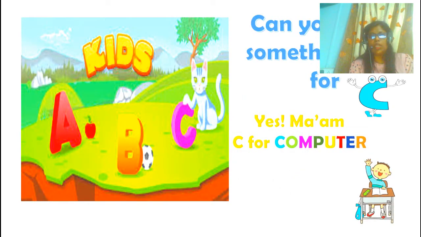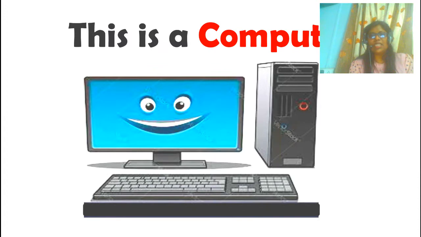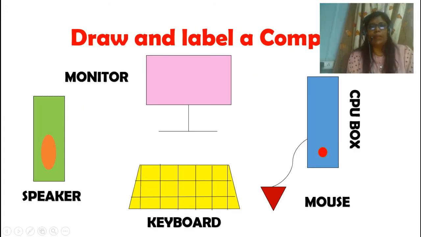Now children, you have seen A for apple, B for ball and C for cat. Now here we are going to see C not for cat but C for computer. So children, this is your computer. The computer looks like this. Draw and label a computer.